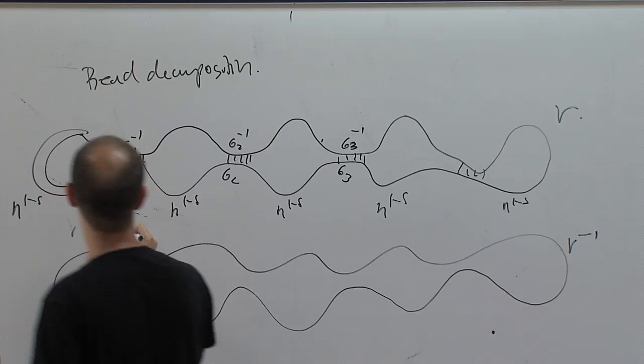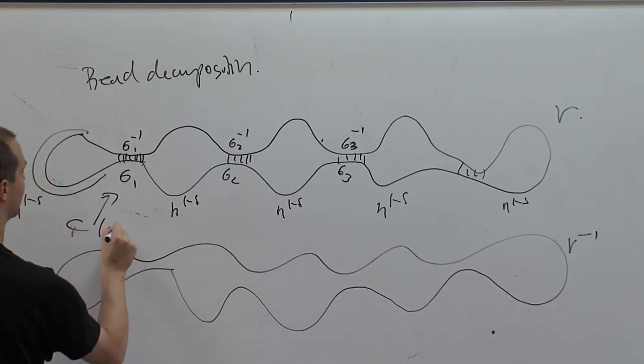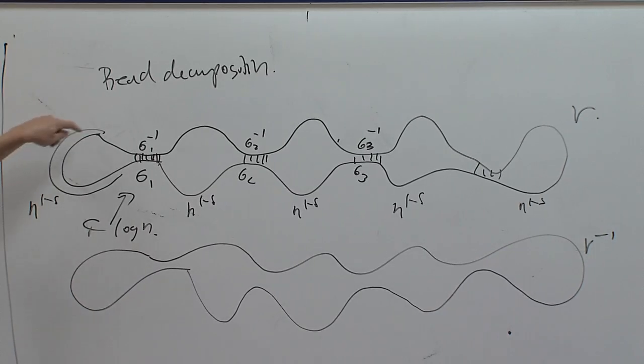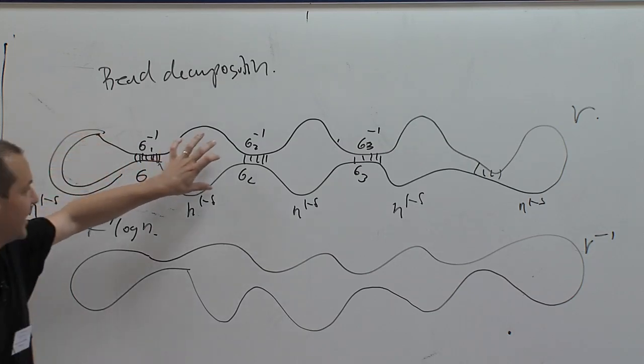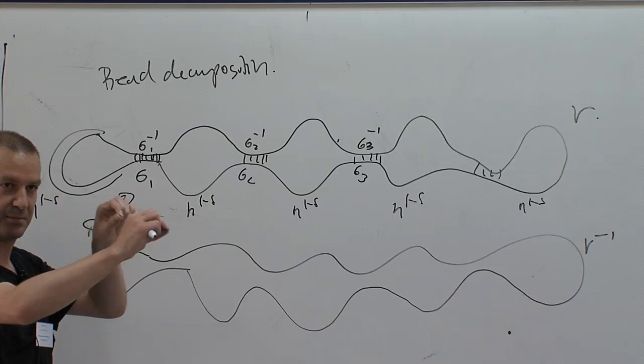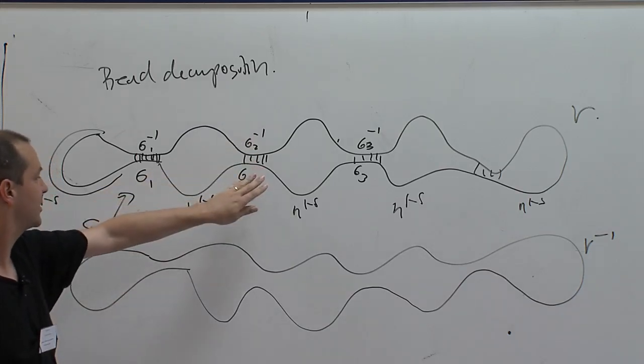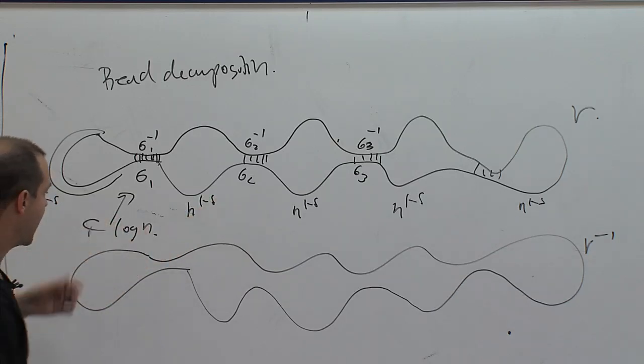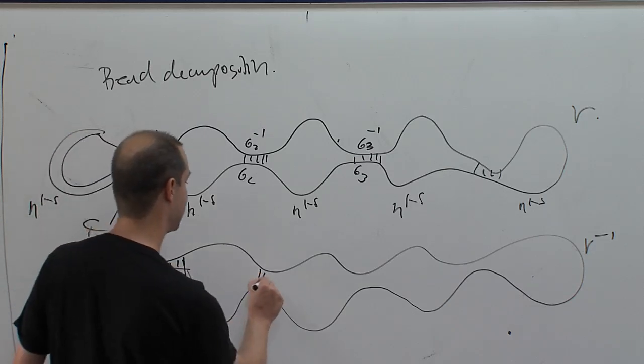And I want the length of these guys to be some constant c log n. So I've got these beads of length n to the 1 minus delta, separated by these bottlenecks of size constant log n. You need to choose the constant appropriately, but anyway, you can do it. And you have exactly the same picture down here.